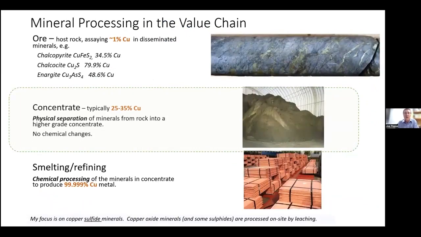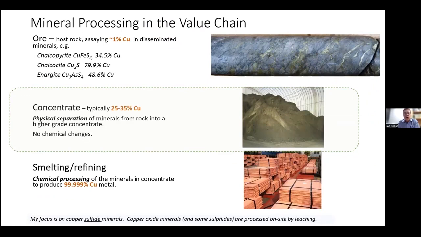Well, you know about mining the ore. Typically a copper ore might be about 1% copper disseminated throughout the rock in minerals. I've listed three minerals here. Chalcopyrite is probably the most common copper sulfide mineral. Pure chalcopyrite is about 34% copper. Two others are chalcocite, which is a very high-grade copper mineral, and enargite, which is quite high-grade but has another element called arsenic, and we'll talk about that later.